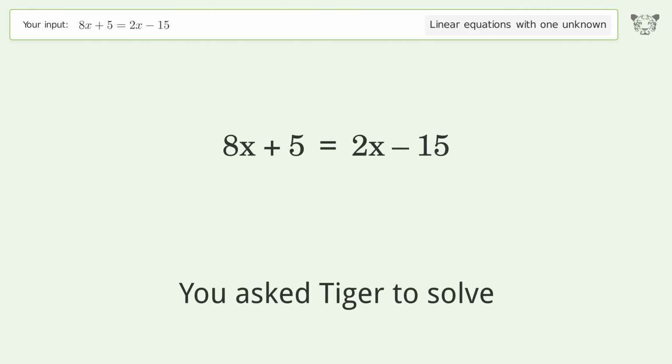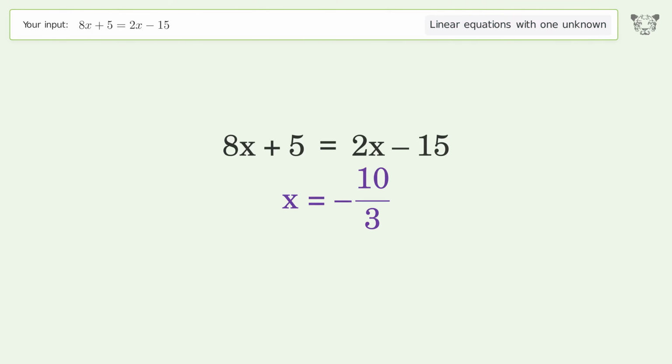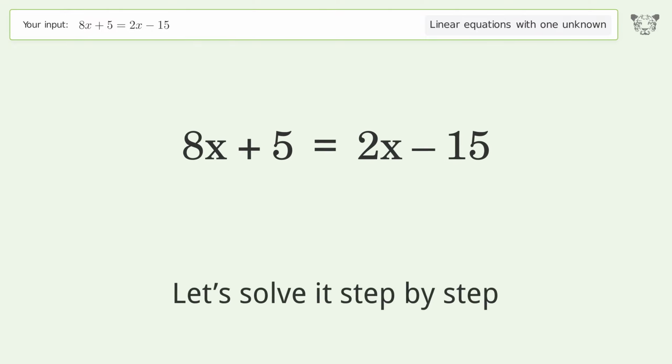You asked to solve this. This deals with linear equations with one unknown. The final result is x equals -10/3. Let's solve it step by step.